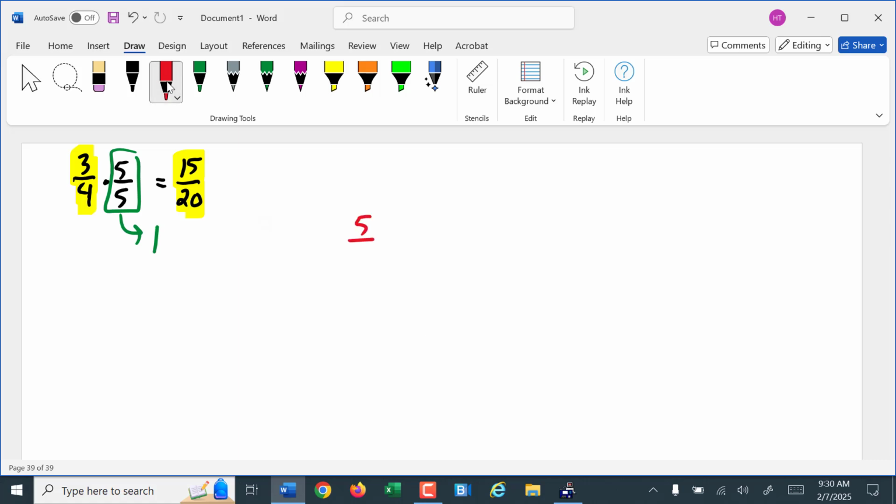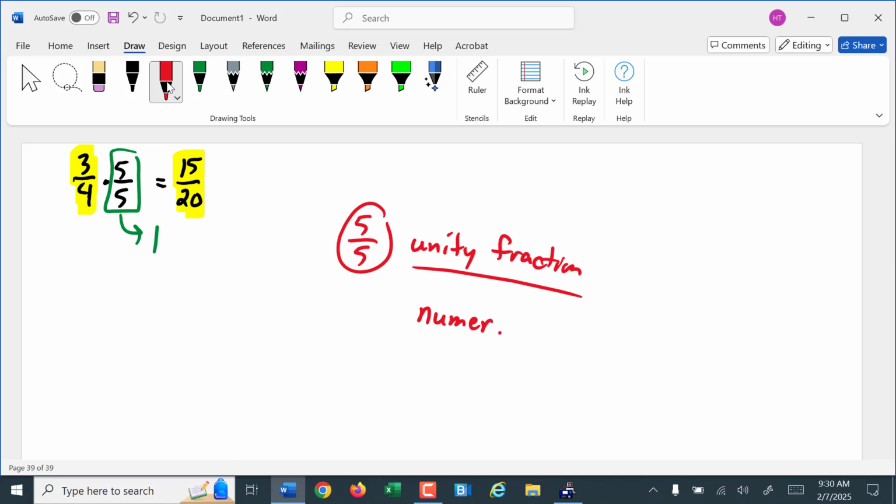So this structure, the 5 over 5, is called a unity fraction. And it's a real powerful tool in math because it allows us to do just what we did. We changed the appearance of something without changing its value. And so the technical definition of a unity fraction is just a fraction where the numerator, or the top number, equals the denominator.